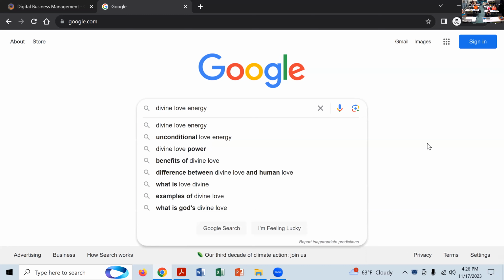I've got some other things I could look at. I could look at unconditional love energy, divine love power, benefits of divine love, difference between divine love and human love. These are things that other people are searching when it comes to the phrase divine love energy. What is love divine? Examples of divine love. What is God's divine love?